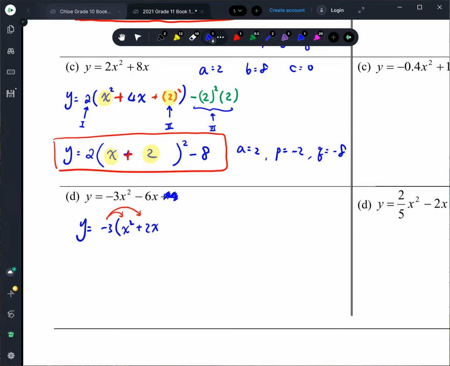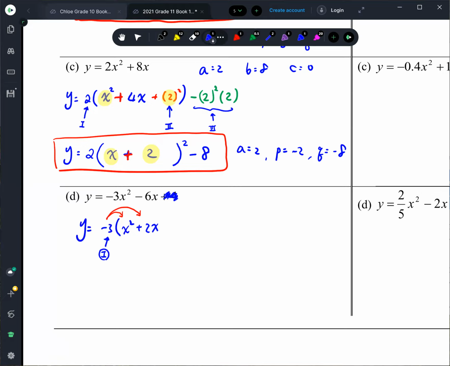Okay, factoring the GCF, right? We factor the -3, which means you need to divide by -3. So that's your step 1, factor A. Okay, if you forgot what's factor A, this is factor A. Step 1.